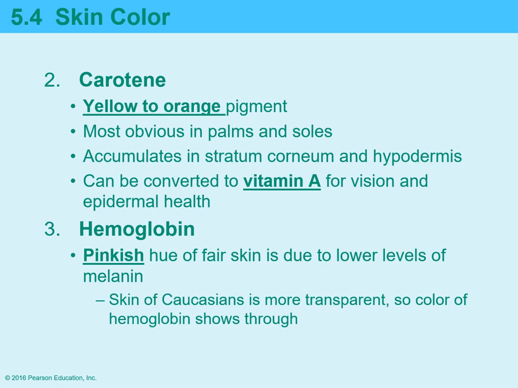Keratin is the pigment, like I say, yellow to orange, that's found in a lot of your yellow-orange vegetables, carrots, squash, pumpkin, things like that.